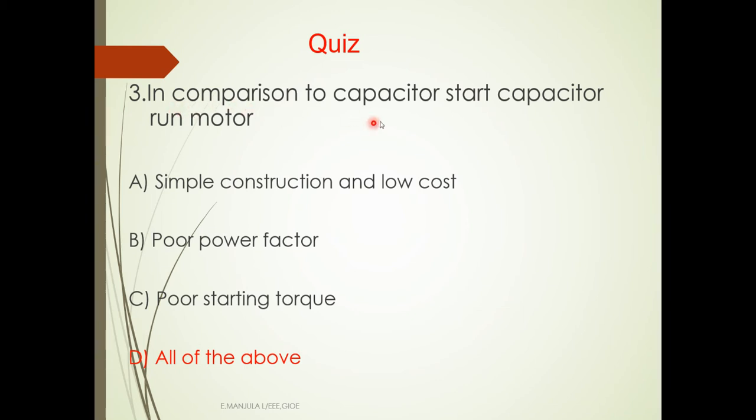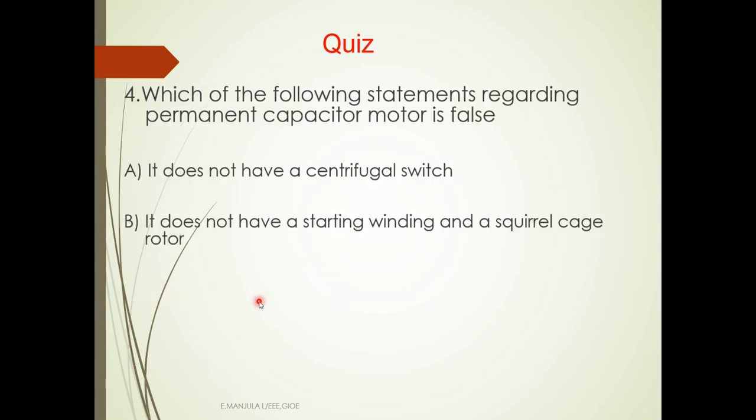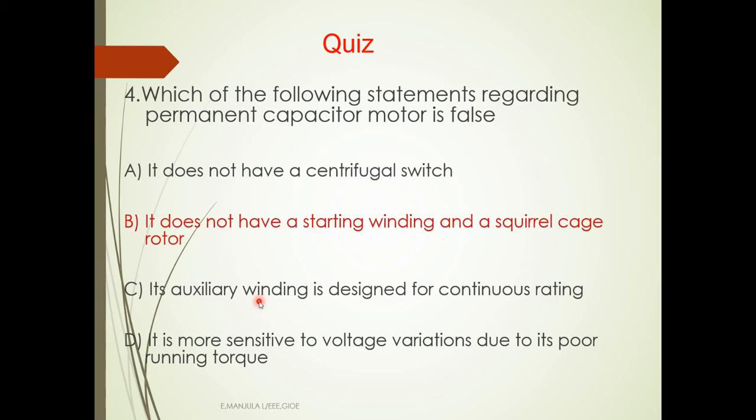So in comparison to capacitor start, capacitor run is simple and low cost, with poor power factor and poor starting torque. Which of the following statements regarding the permanent capacitor motor is false? It does not have a starting winding and a squirrel cage rotor. Okay, so it is having a starting winding, and the squirrel cage rotor will also be there. It does not have a centrifugal switch.